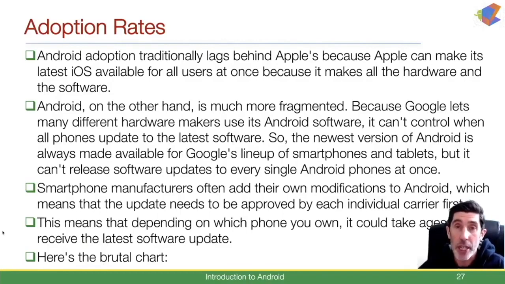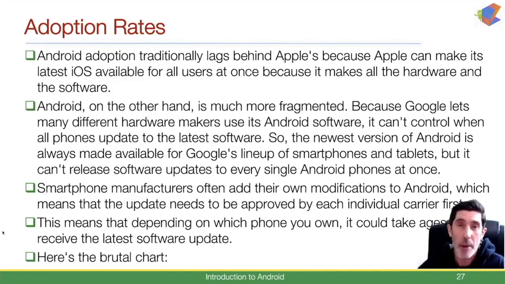Just to talk a little bit about adoption rates, what we're talking about here is the percentage of how quickly and how many users out there update to the latest version of the OS as it becomes available. In general, Android adoption traditionally lags behind Apple, because Apple can make its latest iOS available to all users at once, since it makes all the hardware and the software. Anyone who has an iOS device is probably aware that you might get a notification to say iOS 13 is available, and within 3 days it's more or less forced onto your phone.